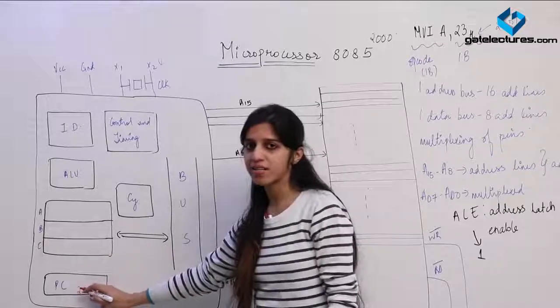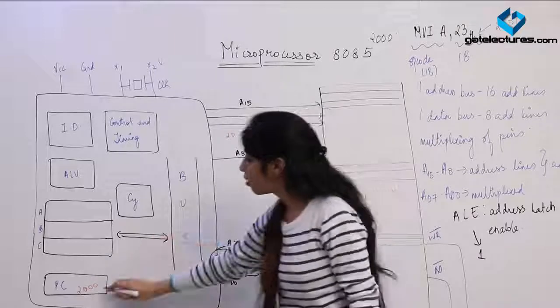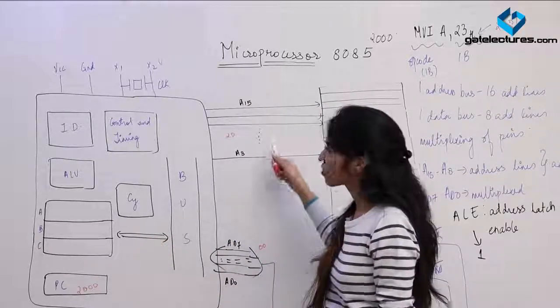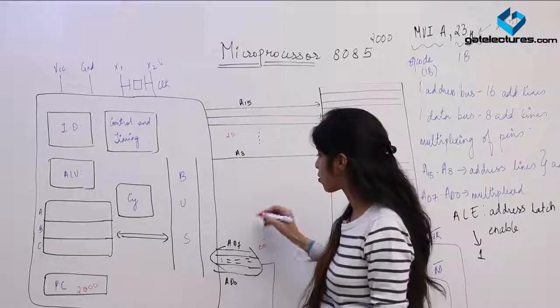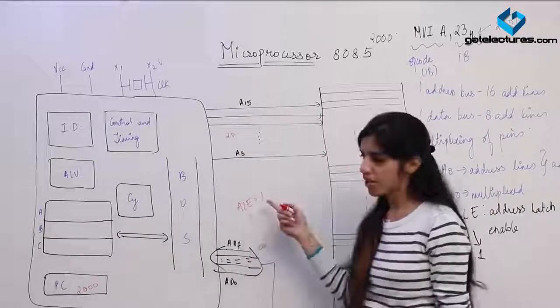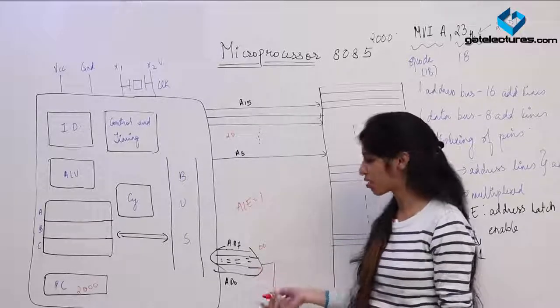Now the value of PC is written on the address bus. Higher bits of this address are going to be written on the upper address bus. Lower bits are going to be written on lower address bus. As soon as you write this address on the address bus, we are going to make ALE as 1. As we have made ALE as 1, this multiplex bus acts as an address bus.